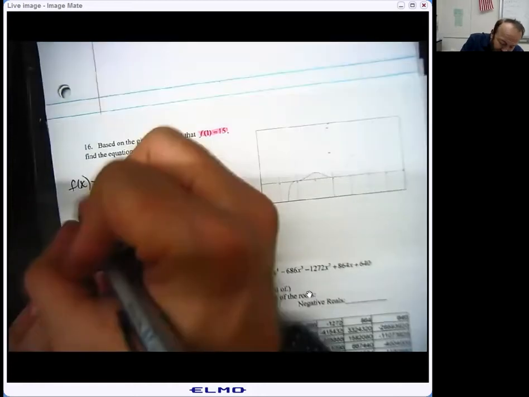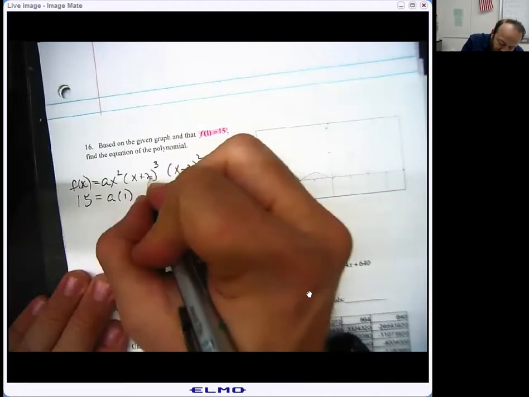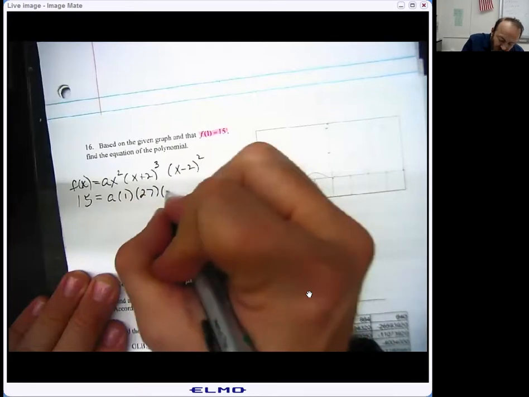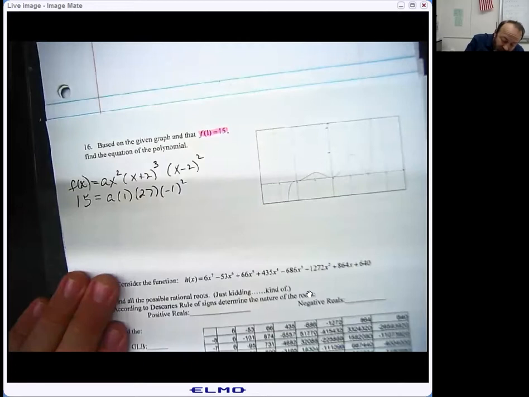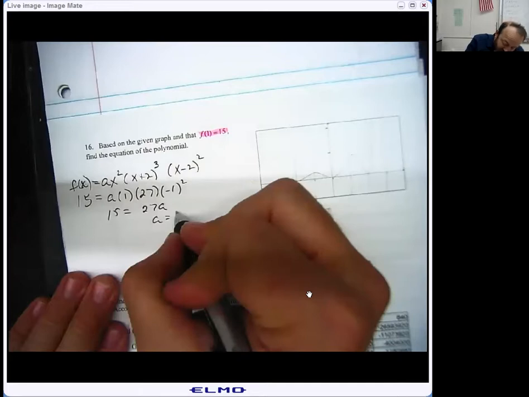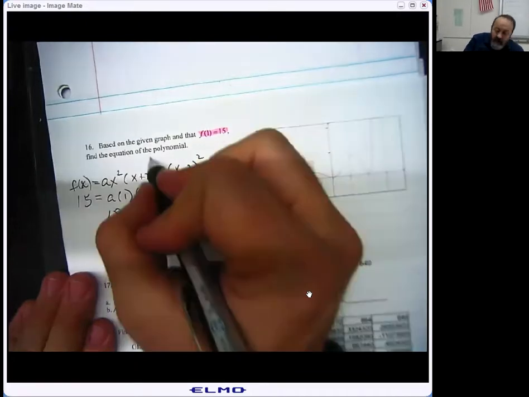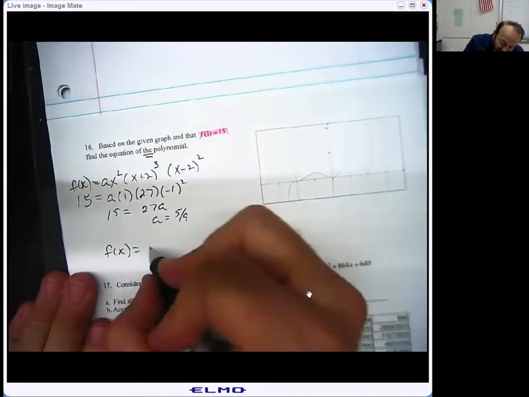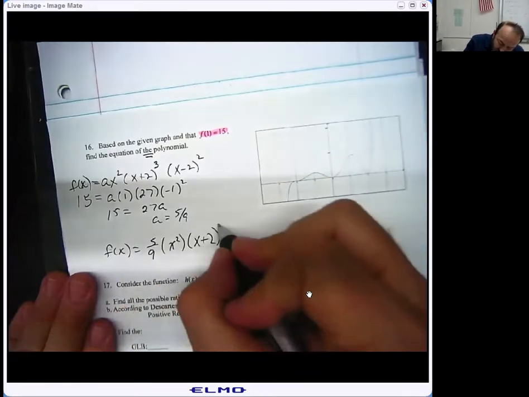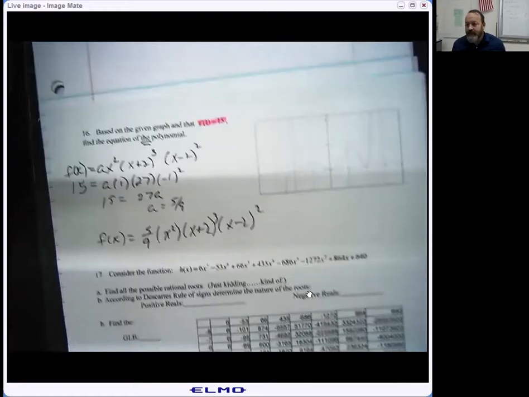So if I plugged in 15 for f, and I plugged in 1 for x, 1 plus 2 is 3, cubed is 27, 1 minus 2 is -1, -1 squared, of course, is 1. So when I put all that together, I've got 15 is equal to 27a, or a is 5/9, which means I didn't find a graph, I found the polynomial that worked, which was 5/9 of x squared times x plus 2 cubed times x minus 2 squared. That's not just a polynomial, it is the polynomial.